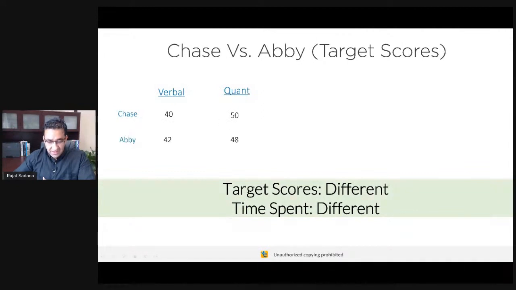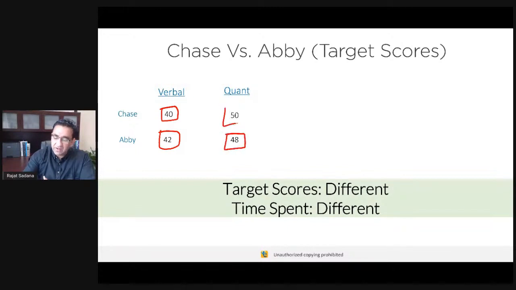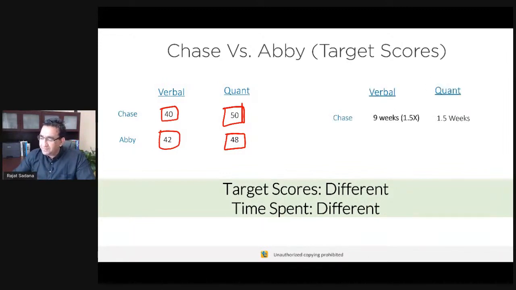Now, just to summarize the difference in time. So Chase versus Abby, Chase is aiming for a V40, a 90th percentile. Abby is aiming for 96th percentile. And you may say this seems very different, but on the quant side, these scores are very different. A Q48 is very different from a Q50. But that's not the point over here. The point is, how much time are they spending?